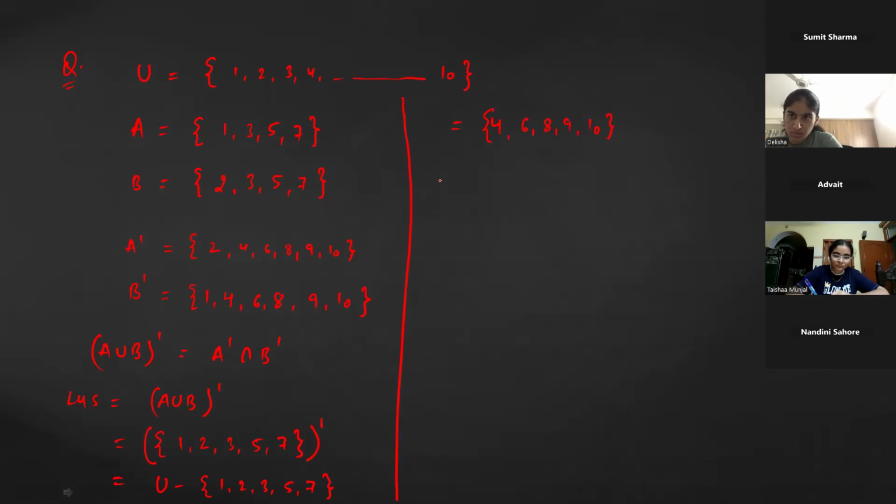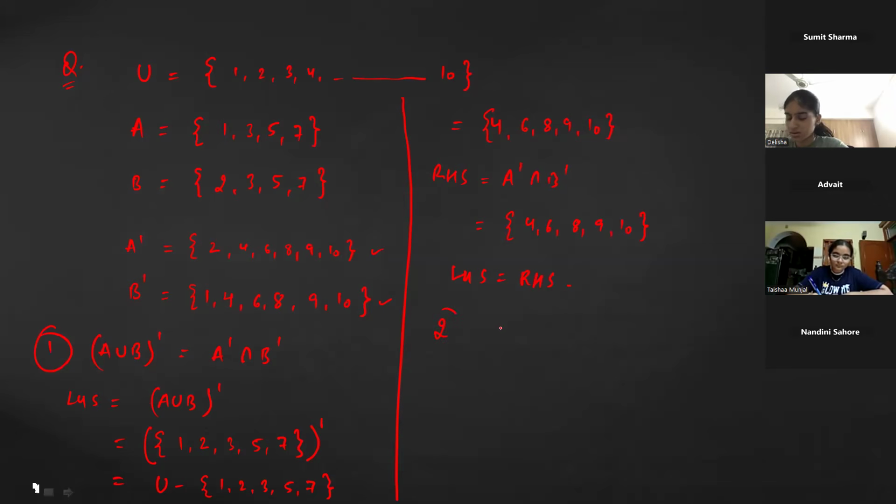These are the elements. Now let us come to the RHS part, which is A complement intersection B complement. So A complement is this one and B complement is this one. We have to find the intersection of these sets. Intersection means the common part of these two sets. So these will also be 4, 6, 8, 9, and 10, right? So you can see that both of them are equal. So LHS is equal to RHS. So the first is verified. First, De Morgan's law is verified, right?